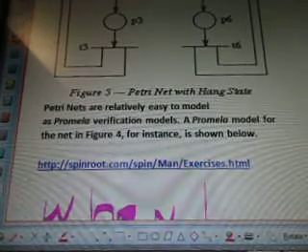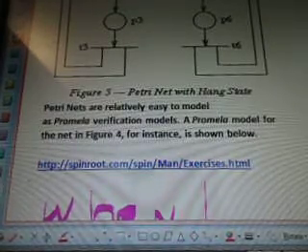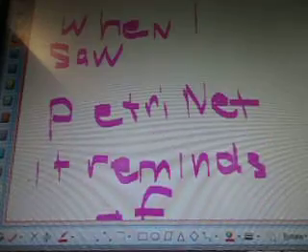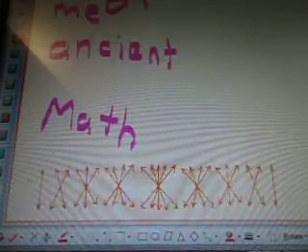That's with a hanging state. Petri nets are relatively easy to model as Promela verification models. A Promela model for the net in figure 4, for instance, shown below. So when I saw the Petri net, it reminds me of ancient math.